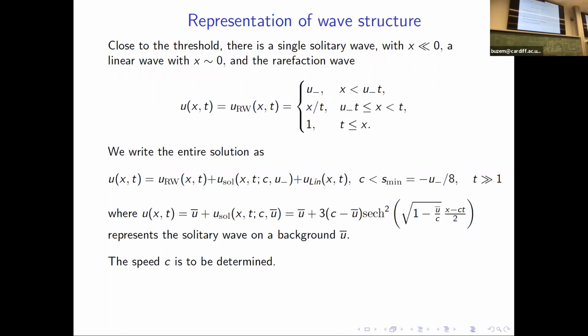Okay, so close to the threshold is a single solitary wave with x much less than 0, a linear wave near x equals 0, and the rarefaction wave. And so actually, we effectively have a superposition of those three solutions because there are gaps in between the three pieces. We have to be careful about not double counting U minus. Okay, so here's the rarefaction wave. This is the solitary wave written as a formula, and the linear wave, which we did asymptotics for. Okay, and then the speed c actually has to be determined as part of this calculation.